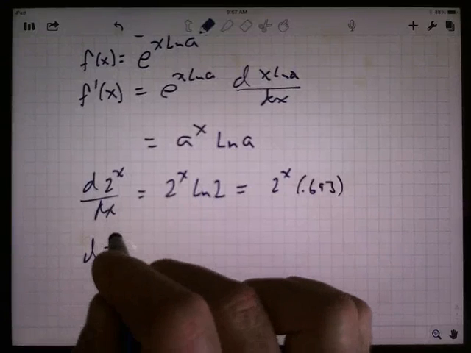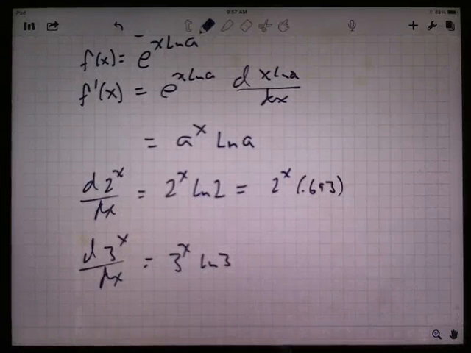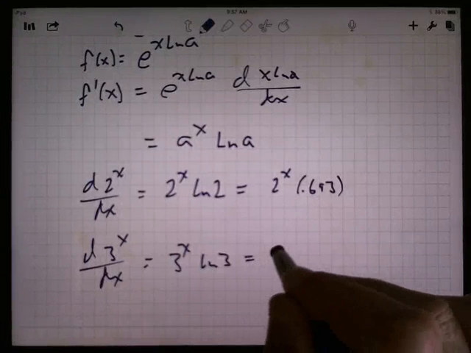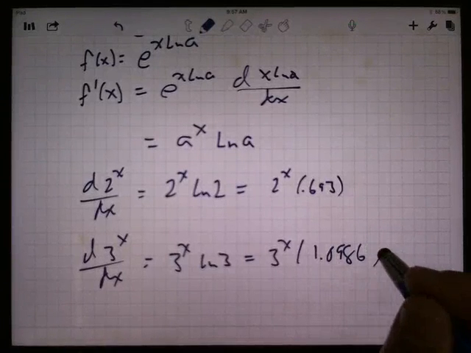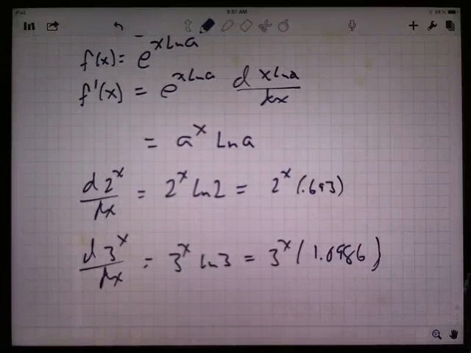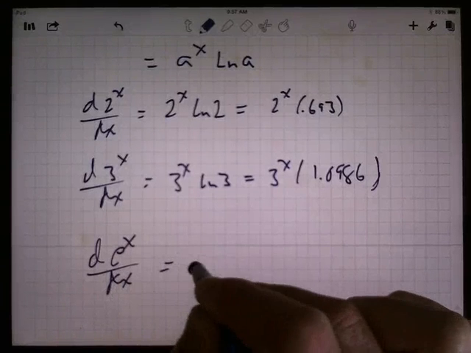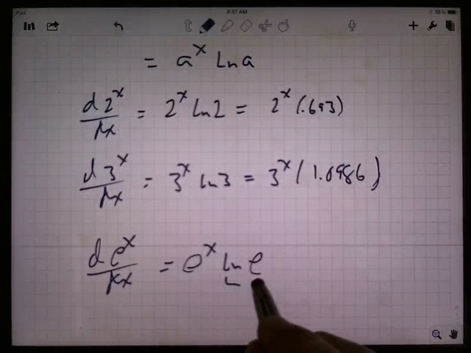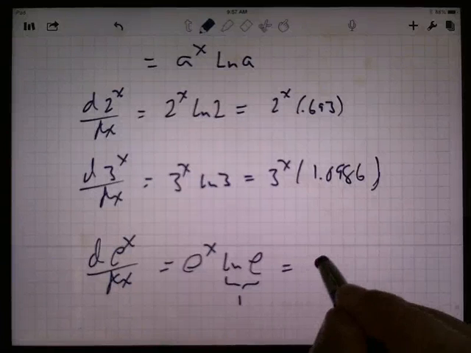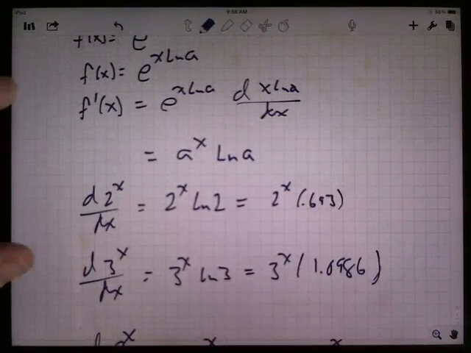Likewise, the derivative of 3 to the x should be 3 to the x times the natural log of 3. Natural log of 3 is, I think, 1.1 something. No, it's 3 to the x times 1.098. So practically 1.1. And one last one, the derivative of e to the x should be e to the x times the natural log of e, but the natural log of e is 1, and so you just get e to the x. Okay? So anyway, now we can see what this limit is.